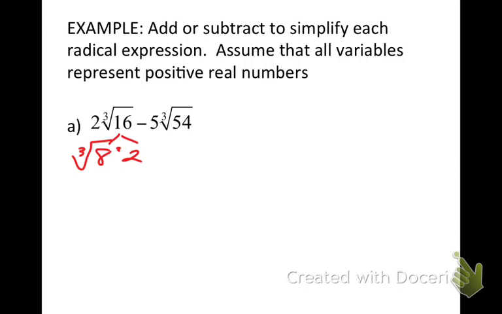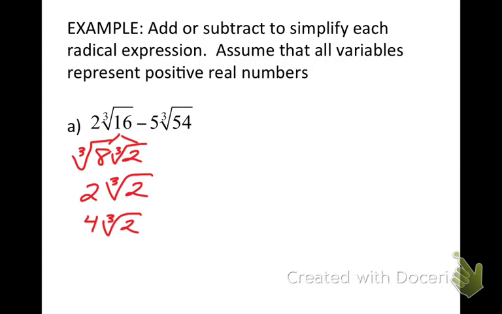So the cube root of 8 goes to 2, and I'm left with a cube root of 2. This 2 with the original 2 would multiply to make 4 cube roots of 2. So there's our first part simplified.